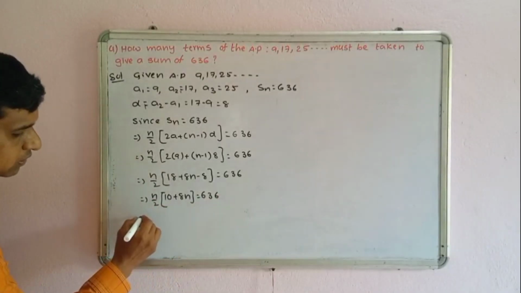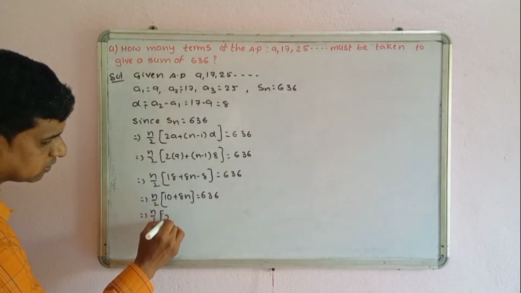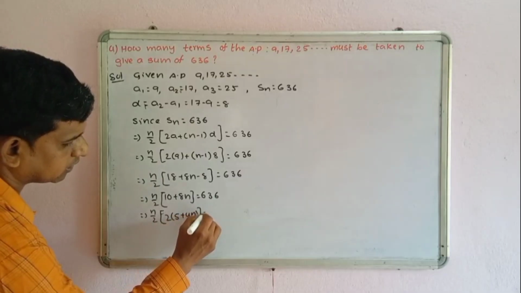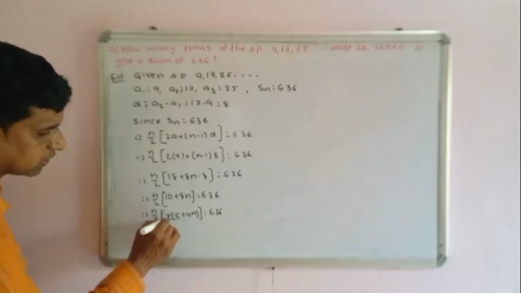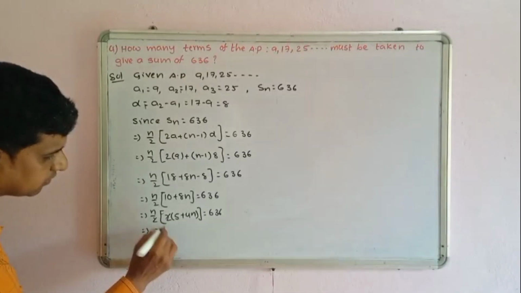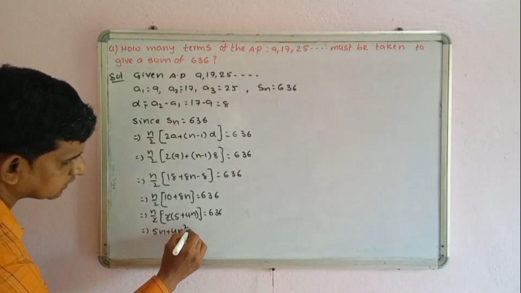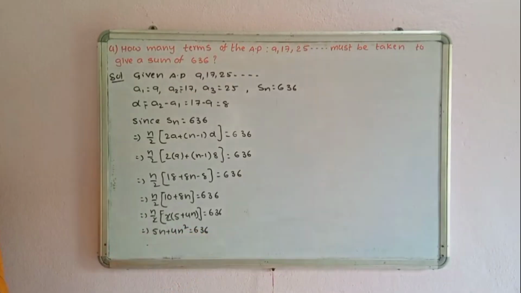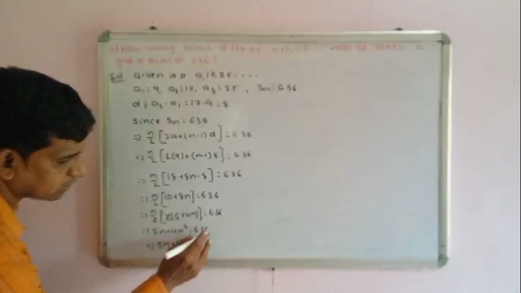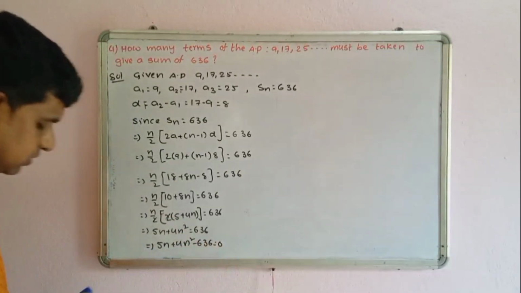So take 2 as the common factor. So n by 2 into 2, 5 is 10, 2, 4 is 8, equals 636. Now the 2 gets cancelled. So n into 5 is 5n, n into 4n is 4n square. 5n plus 4n square equals 636. Transpose 636 to the left side: minus 636 equals 0.